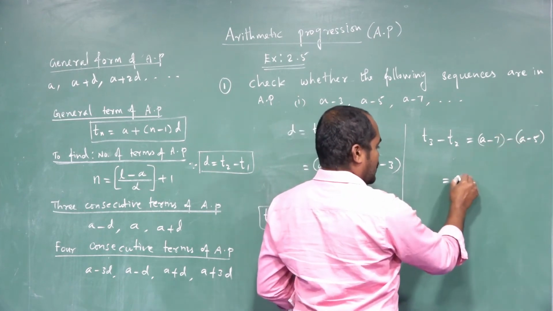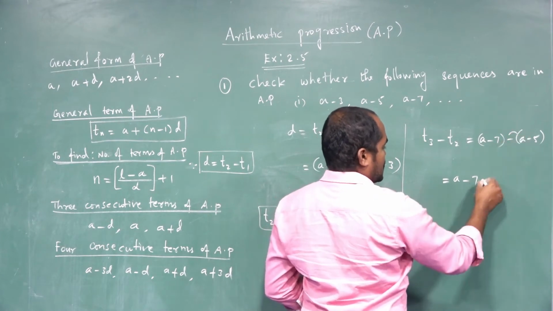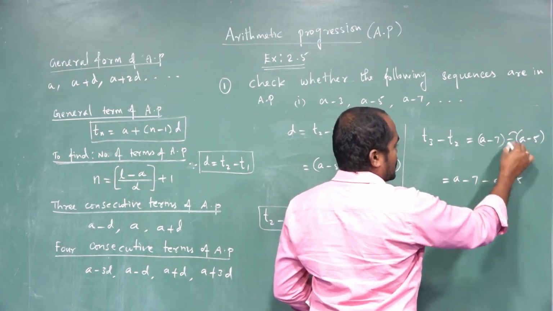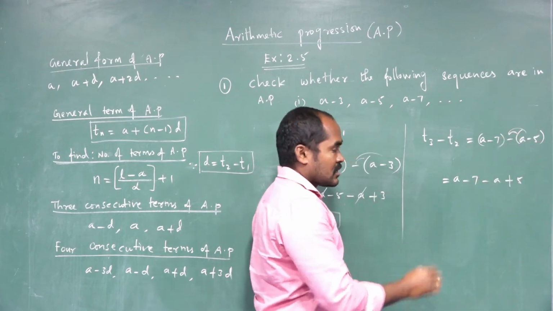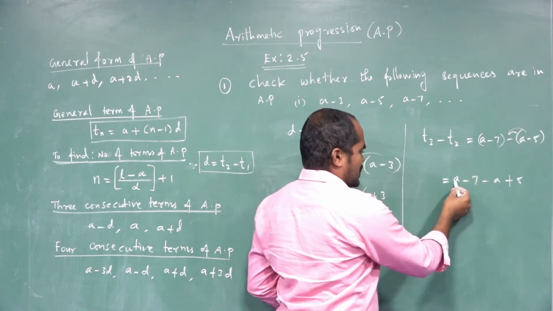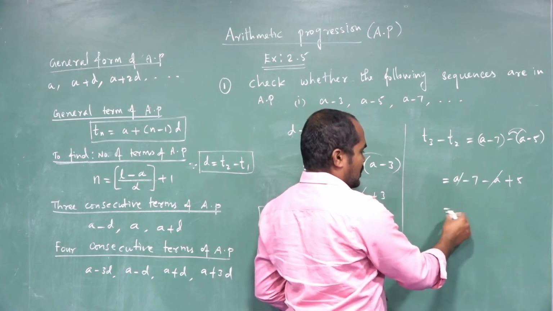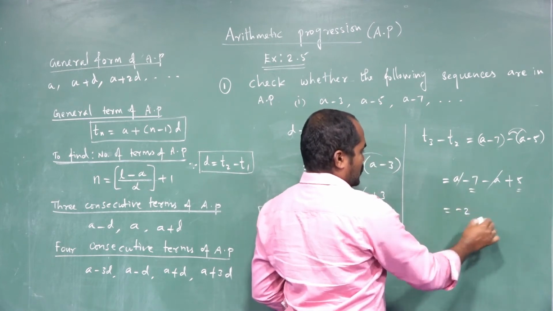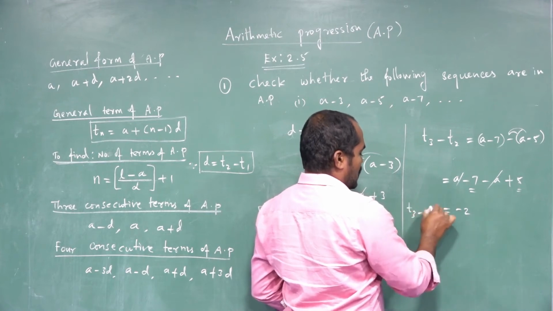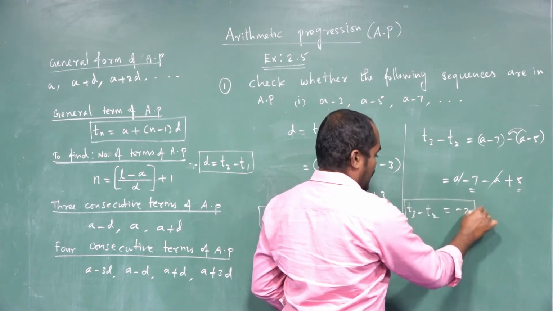So write as it is: A minus 7 minus A plus 5, because minus into minus is plus 5. So plus A minus A cancel. Here minus 7, here plus 5, the difference is 2. So T3 minus T2 result is minus 2.